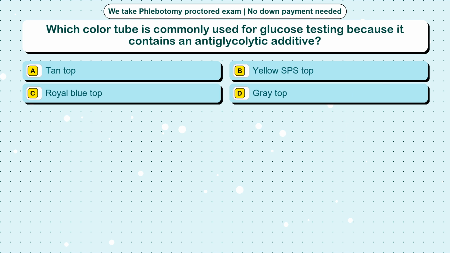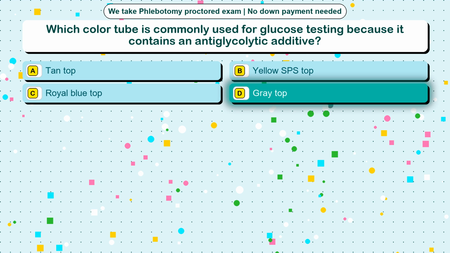Question 61. Which color tube is commonly used for glucose testing because it contains an antiglycolytic additive? Option A, tan top. Option B, yellow SBS top. Option C, royal blue top. Option D, gray top. The correct answer is option D, gray top.